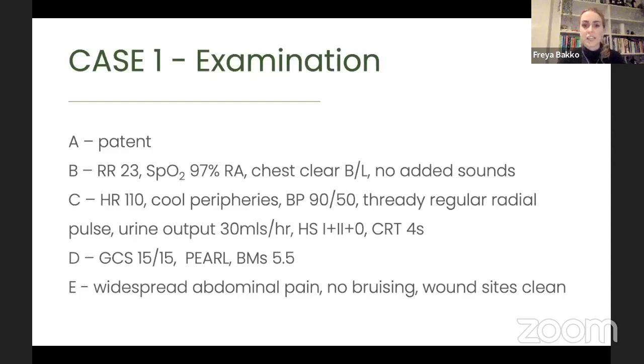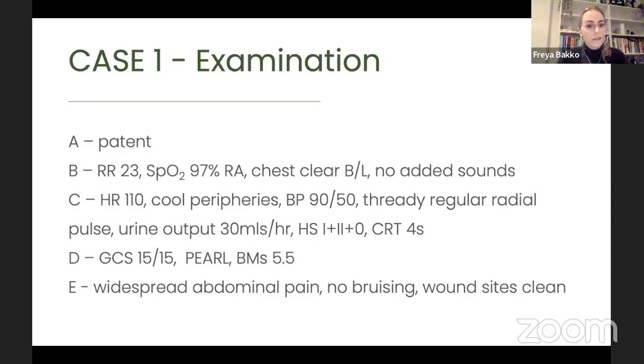On auscultation, her chest is clear bilaterally. You can't hear any crackles. You can't hear a wheeze. Circulation, the heart rate's a bit high at 110. You feel her peripheries and they're cool bilaterally. Her blood pressure is fairly low at 90/50, and she has a thready, regular radial pulse. She has a good urine output of 30 millilitres per hour post-op with a catheter in situ, and her heart sounds are normal. The capillary refill time peripherally, however, is 4 seconds.